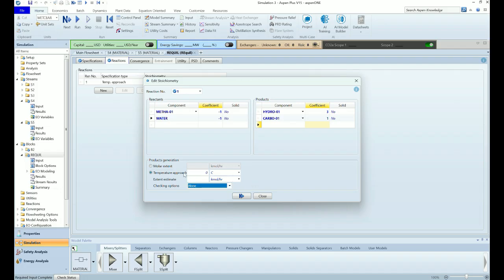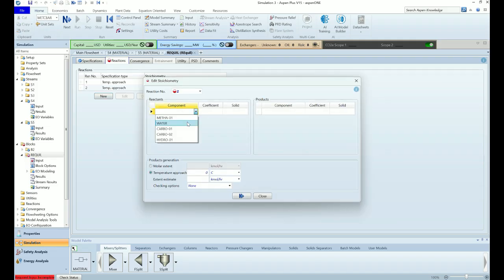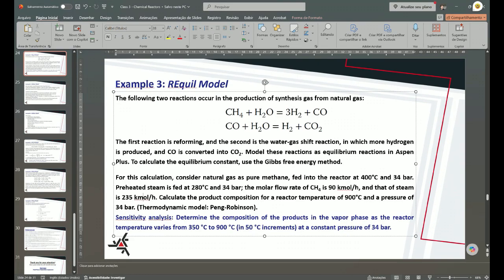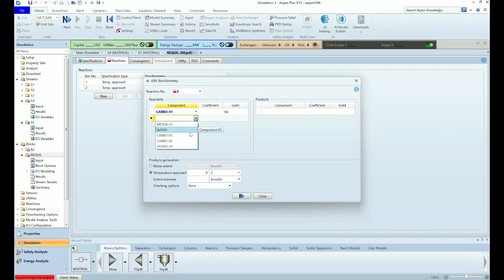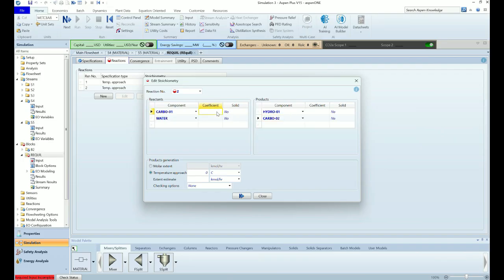These are our conditions here. We can search a temperature approach if you want, but it's not necessary. It's just an estimate for getting a better or faster convergence in the simulation, but it's not necessary. I will not insert it. Next, I will select the carbon monoxide reacting with water, producing hydrogen and carbon dioxide. That's it. Yes, 1, 1, 1, 1.